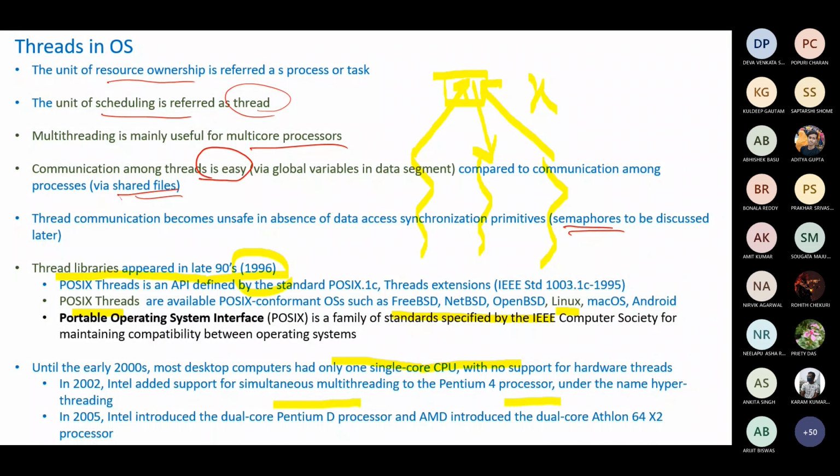Now, during the 90s, what happened? People realized that there's probably no point in having such a heavyweight entity for scheduling. People got really bothered about this, and they thought of doing something different, like creation of threads. So these thread libraries started appearing from the mid 90s, okay, so 94, 95, like that.